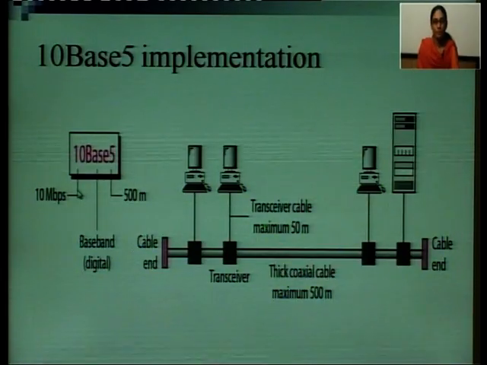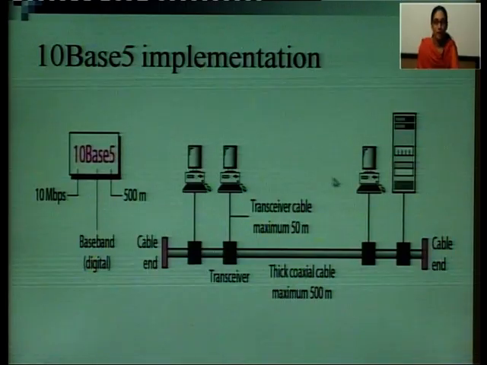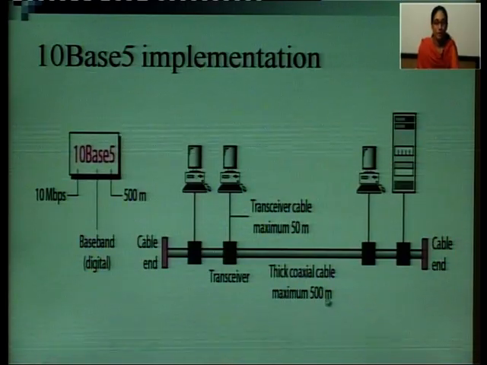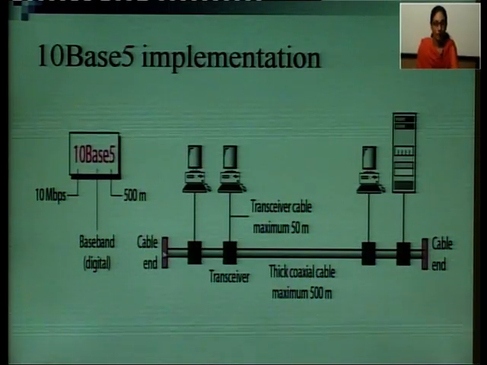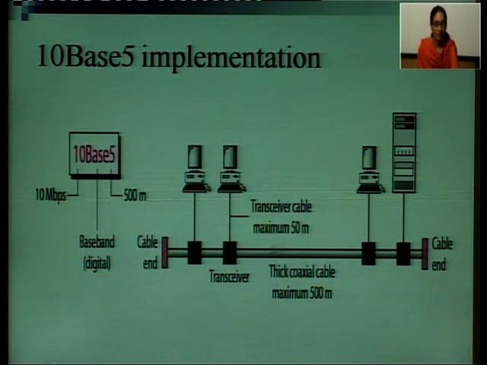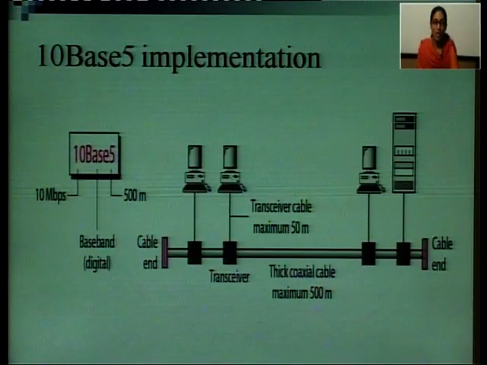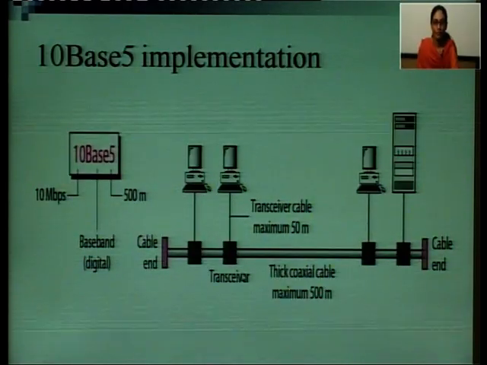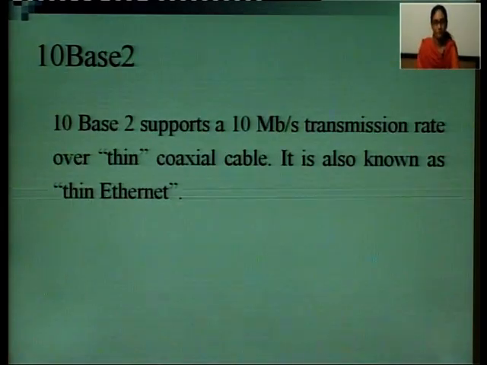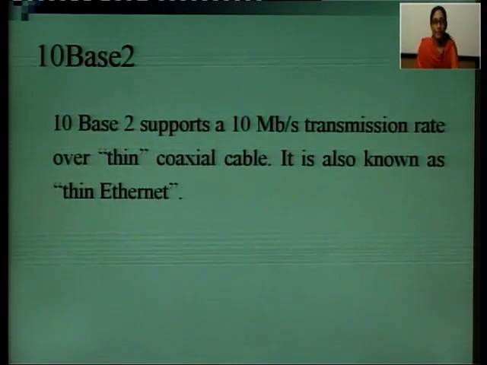How can we implement this 10Base5? In this diagram, different devices are attached to the thick coaxial cable, which has a maximum range of 500 meters. This is the cable's one end and the other end. A single cable is used and the different devices are attached. Here 10 megabits per second is the data rate, and the maximum length we can use is approximately 500 meters.